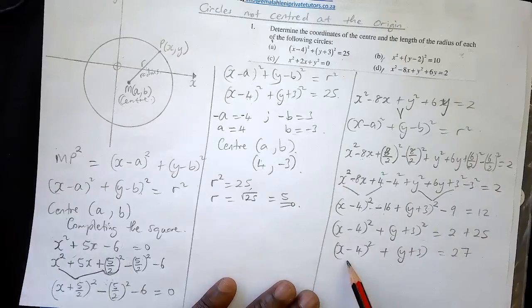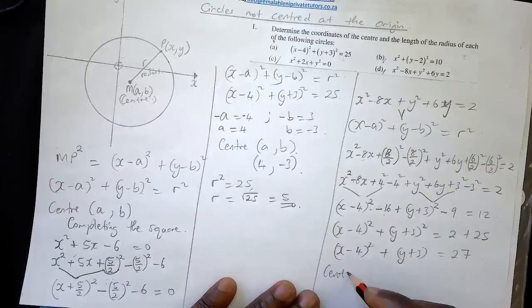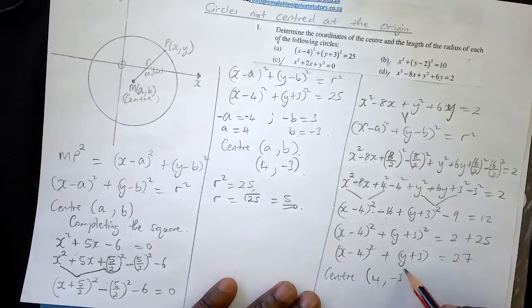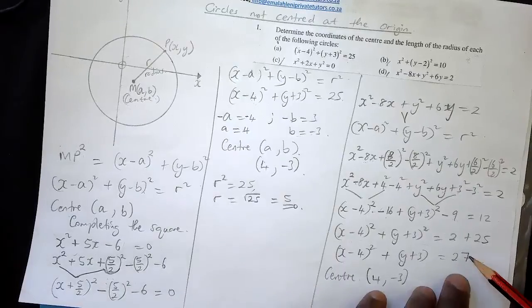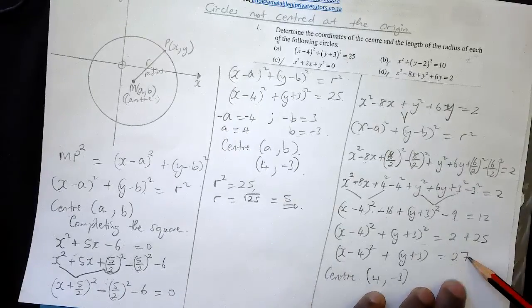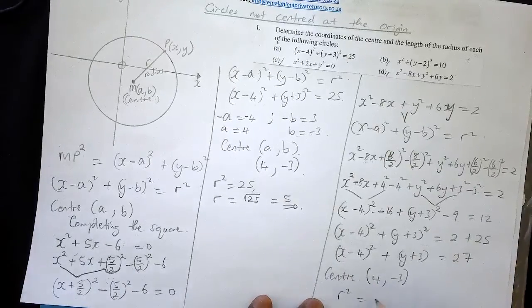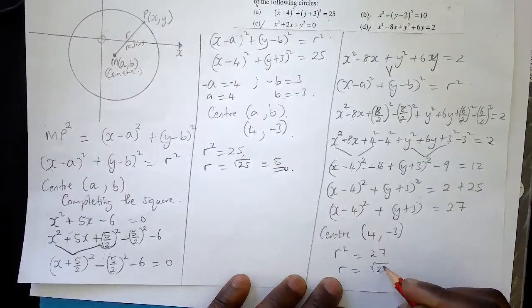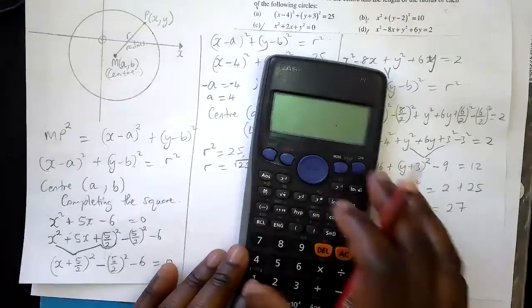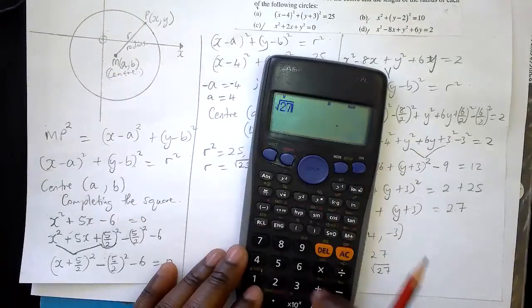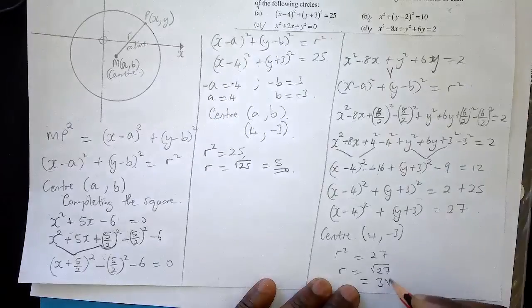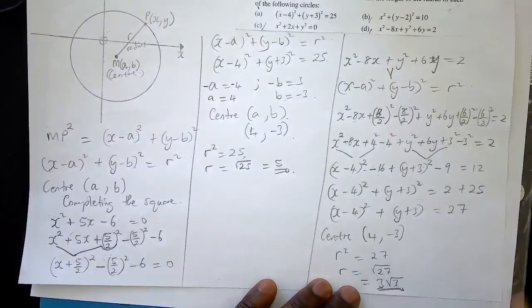Now, what do we do from there? We want the center. The center is going to be (4, negative 3). What about the radius? You know that r squared is equal to 27. That's what we get. Then r should be equal to the root of 27. And when we say root of 27, what do you get? Root of 27, we get 3 root 3. So our r should be equal to 3 root 3. That's how you get to the answer there.